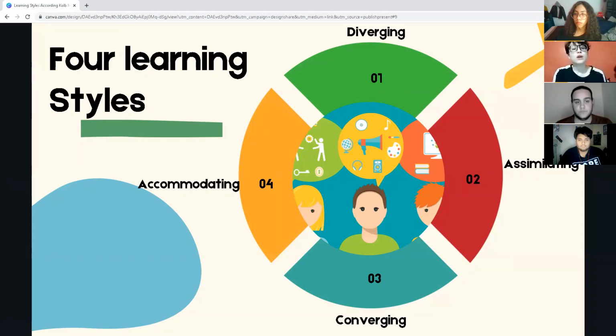And that is why David Kolb developed this model of learning styles according to the preference of the students in their learning process. This model is divided into 4 learning styles. The first one is diverging, the second one is assimilating, the third one is converging, and the fourth one is accommodating.